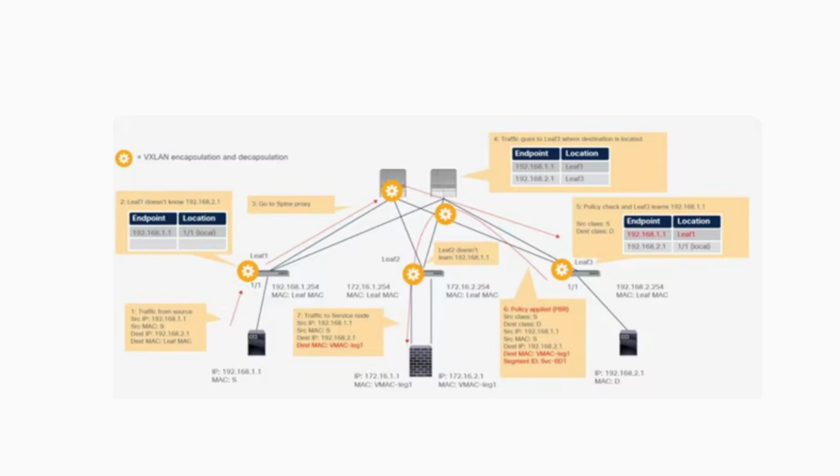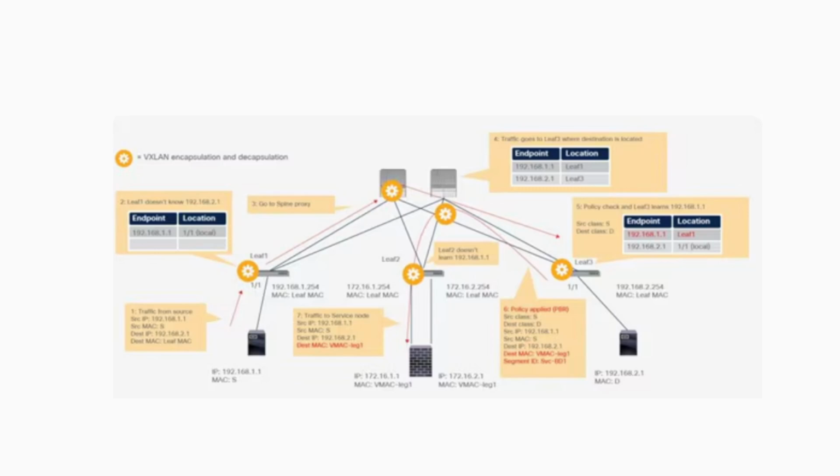If leaf 1 hasn't learned the destination endpoint, leaf 1 can't resolve the destination EPG class ID. Therefore, the traffic goes to the spine proxy, and the spine node forwards the traffic to leaf 3, to which the destination endpoint is connected. Leaf 3 learns the source endpoint from the traffic. Then leaf 3 can resolve the source and destination EPG class IDs. So PBR is performed on leaf 3.